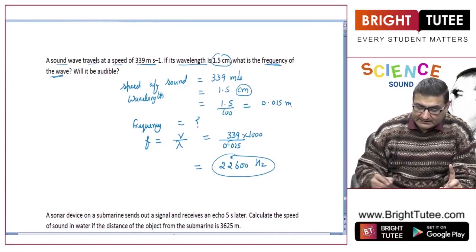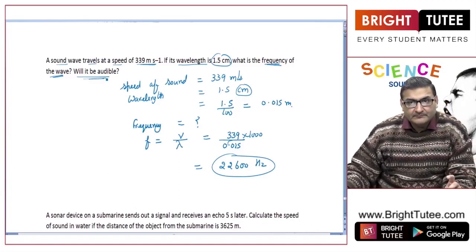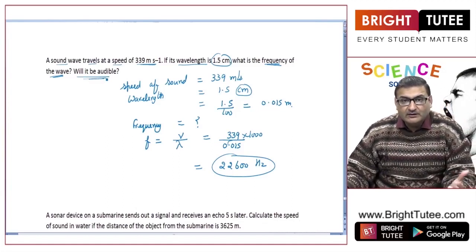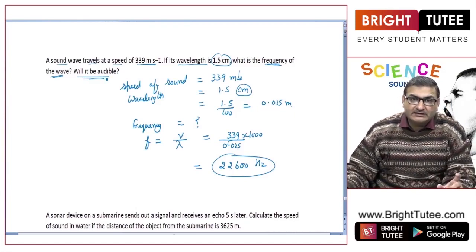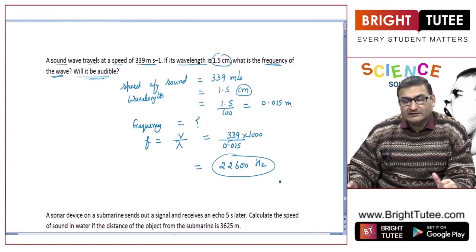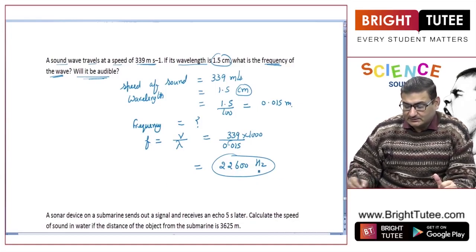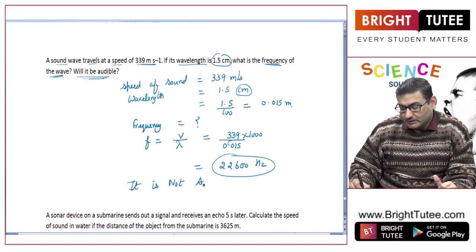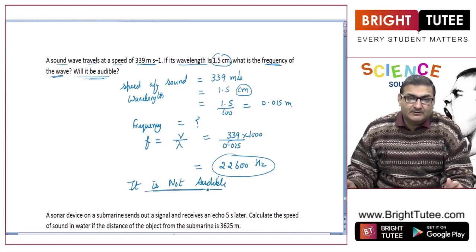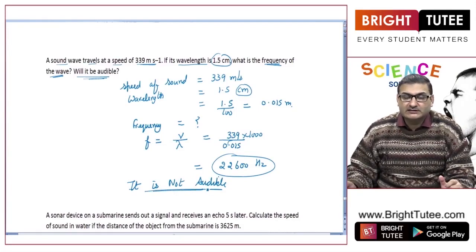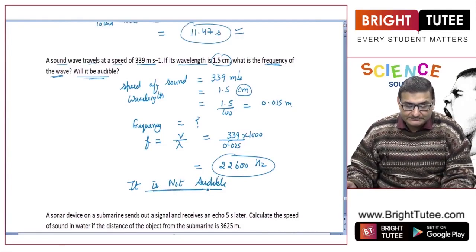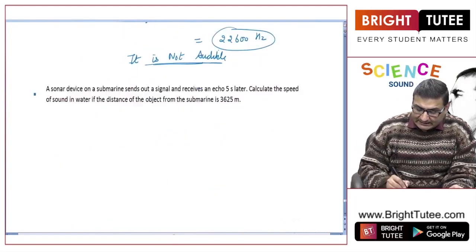Now one important thing is, will it be audible to us? We know that our audible frequency ranges from 20 hertz to 20,000 hertz, but it is more than 20,000. It is 22,600 hertz. So this sound is not audible to us. Why? Giving the reason, because we can only hear the sounds up to frequency of 20,000 hertz on the upper side. Clear? Now let us see the next question.